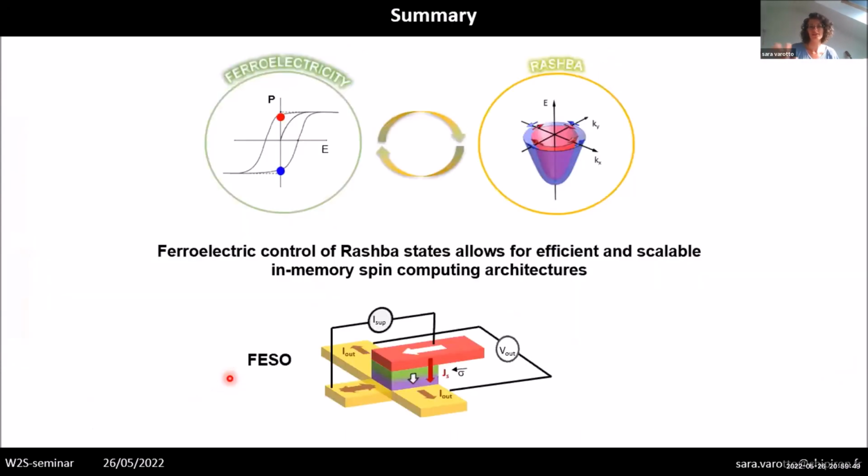And so this is really my last slide, just to recall what we've seen today. So the main message is that if we have a ferroelectric Rashba system in which these two mechanisms are intertwined, we can achieve in-memory spin computing architectures. For instance, the one called FISO that I introduced before.